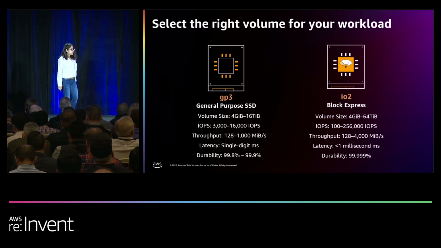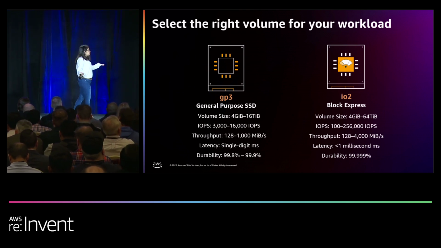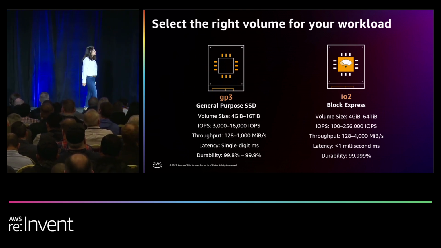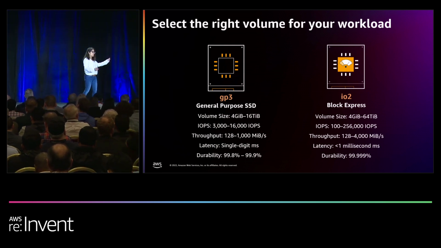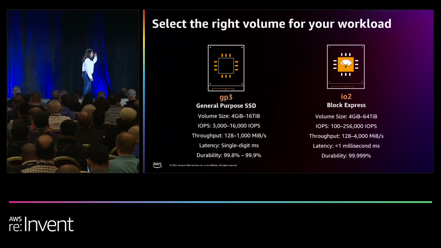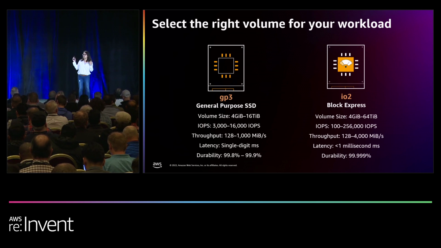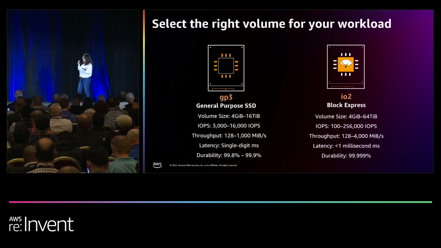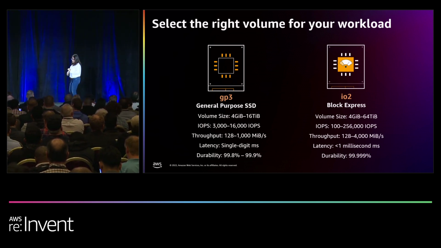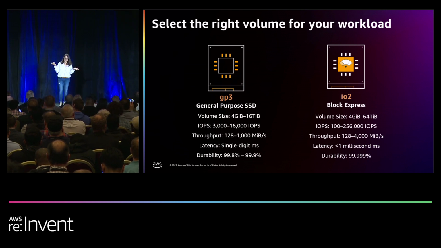Now we have talked about those characteristics, right? How do you know which one you want to choose? You have GP3, and then we have some very interesting and very good improvements that we have already made with IO2 backed by Block Express. Now which one are you going to choose?